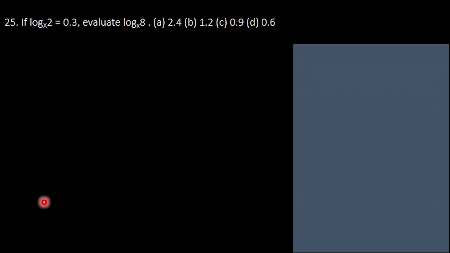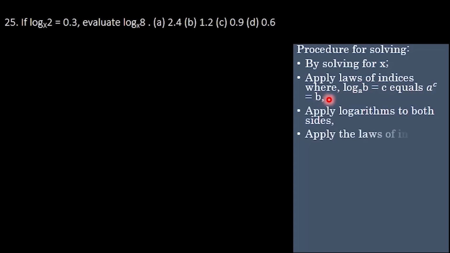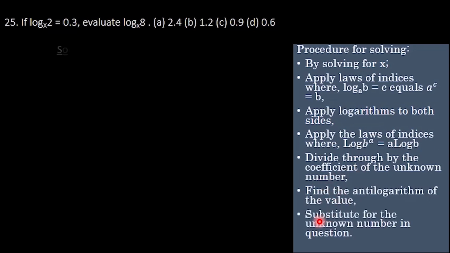Question 25. If log 2 base x is equals to 0.3, evaluate log 8 base x. The procedure for solving this: by solving for x, apply the laws of indices, where log b base a is equals to c means a raised to power c equals b. Apply the logarithms to both sides. Apply the laws of indices, where log b raised to power a is equals to a log b. Then divide through by the coefficient of the unknown number, and then find the antilog of the value. Then substitute for the unknown number in the question.